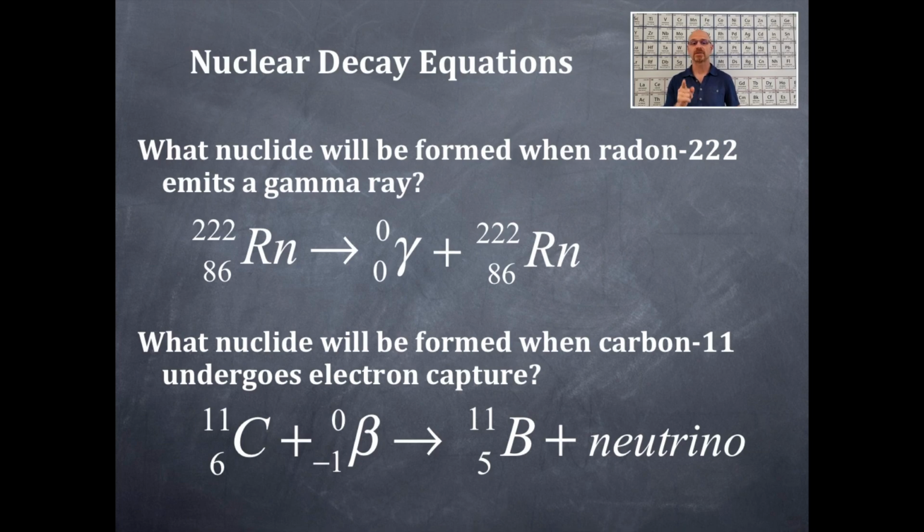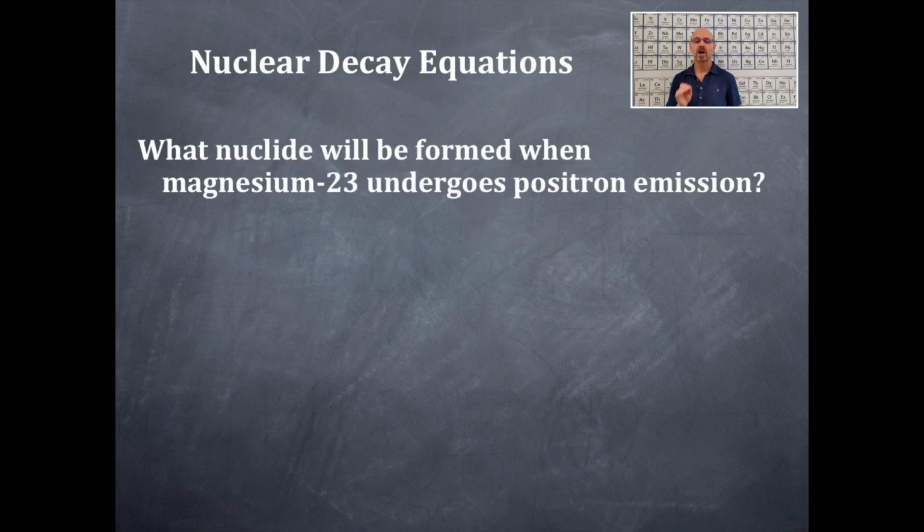Okay, so let's keep on doing this. We are not done yet. What nuclide will be formed when magnesium-23 undergoes positron emission? Again, it's emission, so that's a key thing. So we're going to do magnesium. That's different than manganese. Magnesium-23. So we're going to find magnesium-23 on the periodic table. There's magnesium-23. Remember, this is an emission, so it's on the product side, unlike the capture that was on the reactant side. So we're going to write down the positron symbol.